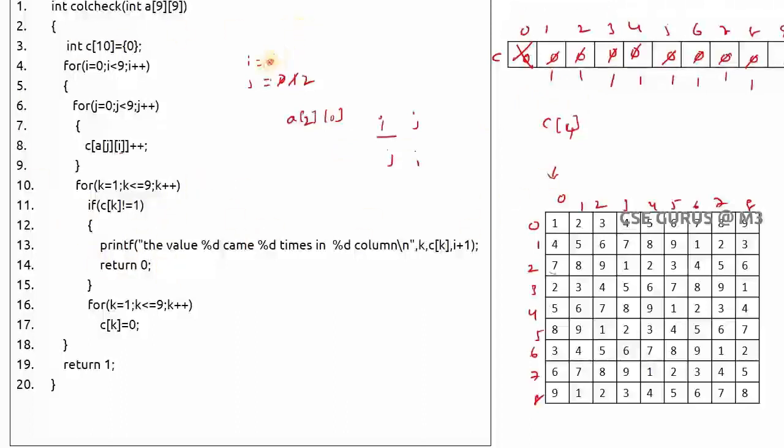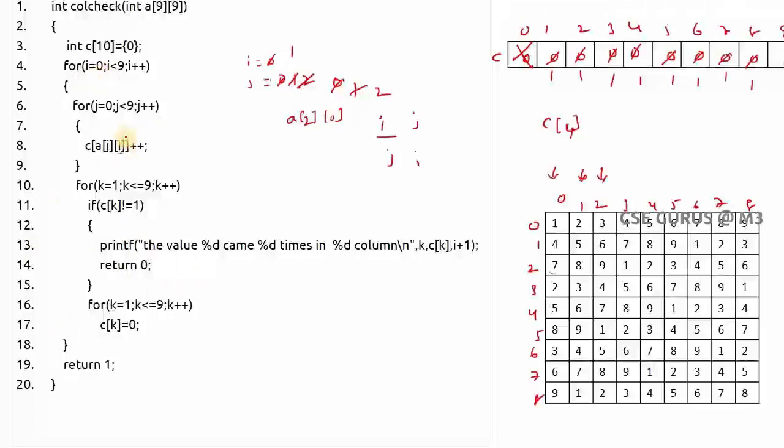Next i value will become 1. j starts from 0. So now I'll take a of 0 1. What is 0 1? First row, second column. Next 1 1, second row, second column. Next j value 2, third row, second column. Like this we need to consider every column. So the second column will be checked, then the third column, like this. Every time it will execute and go till the last.